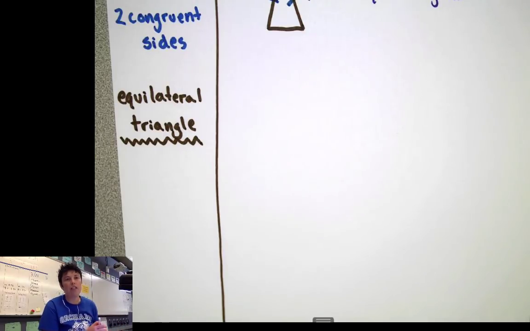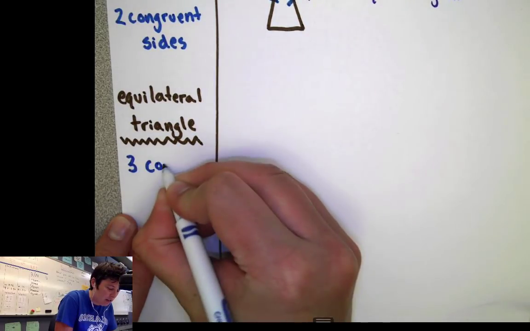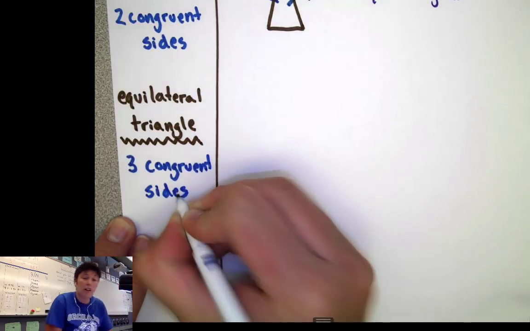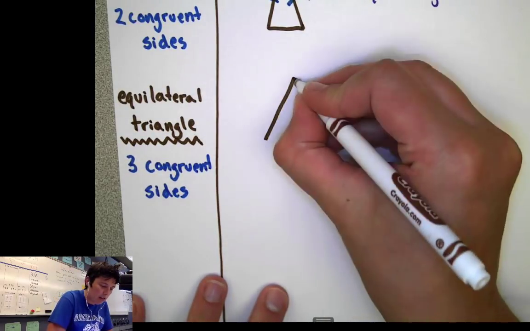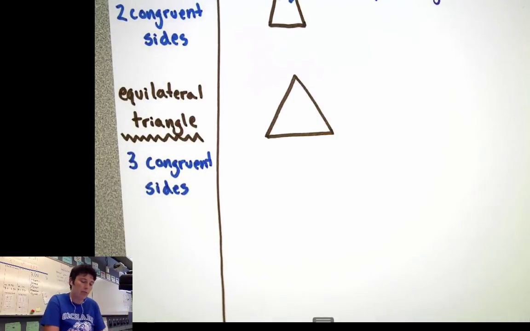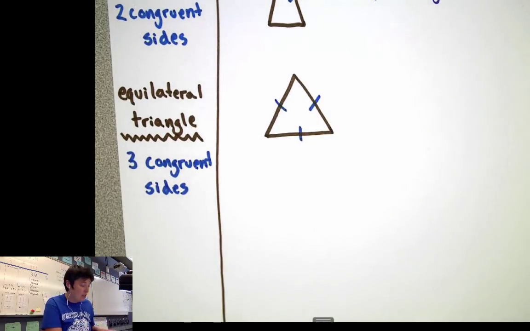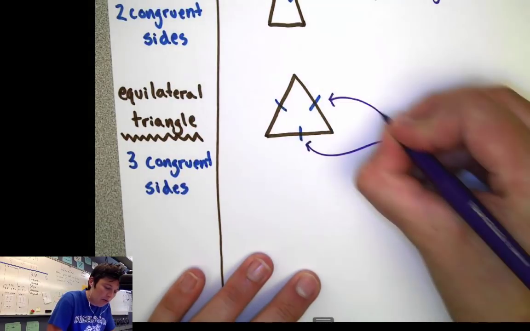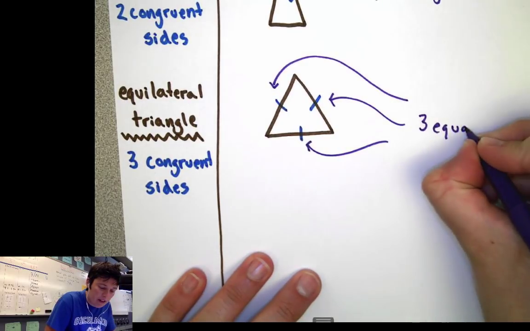An equilateral triangle has three congruent sides. All sides are equal. Three congruent sides, meaning all equal sides. So an easy example would be to draw something like this. Let's imagine if I measured that with my ruler, all three sides of my triangle were exactly the same. Boom, boom, boom. Three equal sides makes it an equilateral triangle. So for my notes, I'm going to draw a little arrow here and write three equal sides.